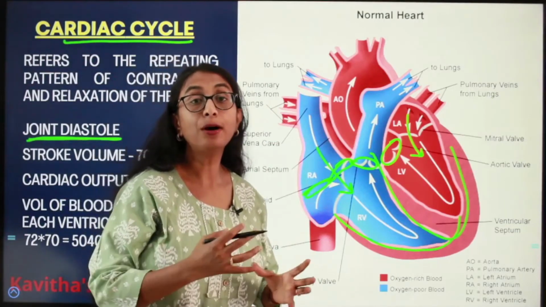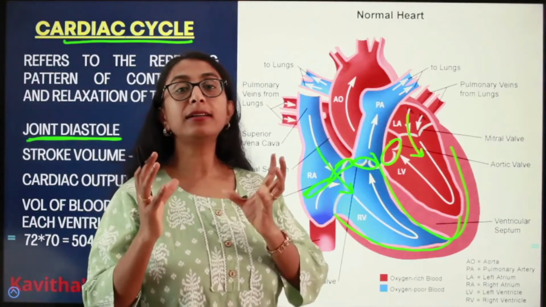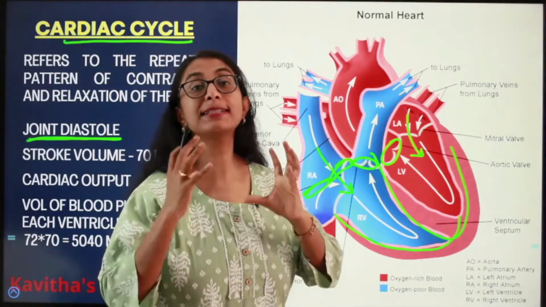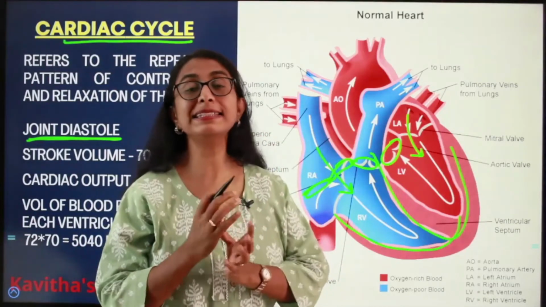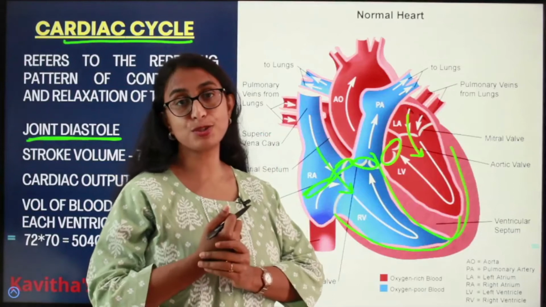and brings about contraction of the entire ventricular musculature. Now, the ventricles enter into a systole, that is, into a contracted state, and this is called ventricular systole.